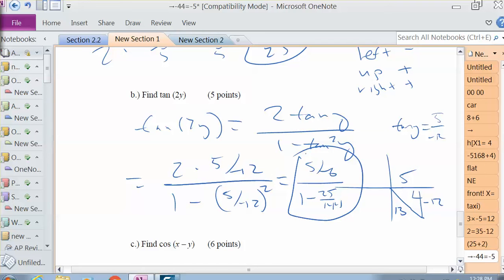So you guys need to be more like an attorney when you do these problems. If I don't say to simplify, why simplify? You're done. 5 over negative 6 over 1 minus 25 over 144. I don't care what else you do with the problem.